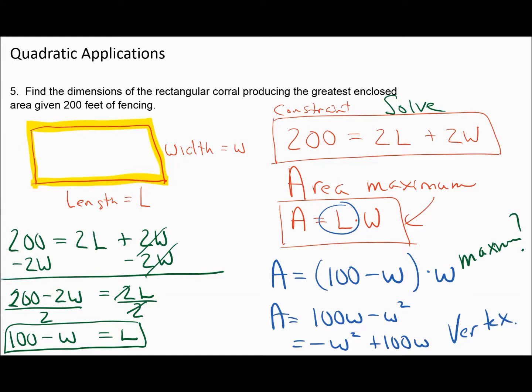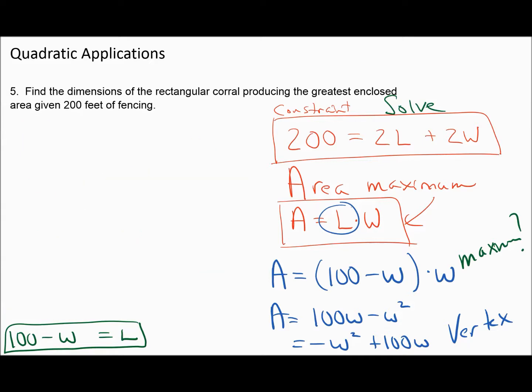Now what I'm going to do, I'm just going to erase part of our page right here. I'm going to erase my picture so I have space so I can find this vertex. So I'm back, completely erased. Now negative W squared plus 100W. What's A? What's B? What's C? So remember, A is negative 1. B is 100. What in the world is C? C is 0 because there's no C, right?